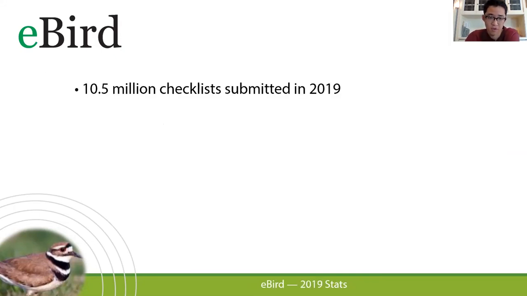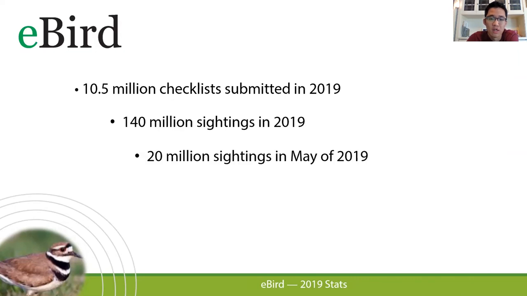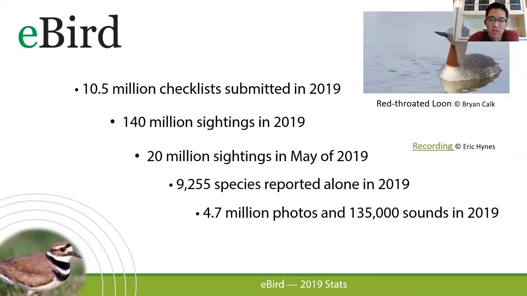Here's some stats just for 2019. There were 10.5 million checklists submitted in 2019. 140 million sightings in 2019. In the month of May alone, there were 20 million sightings in 2019. They had over 9,000 species reported in 2019, and over 4.5 million photos and sounds were submitted in 2019.